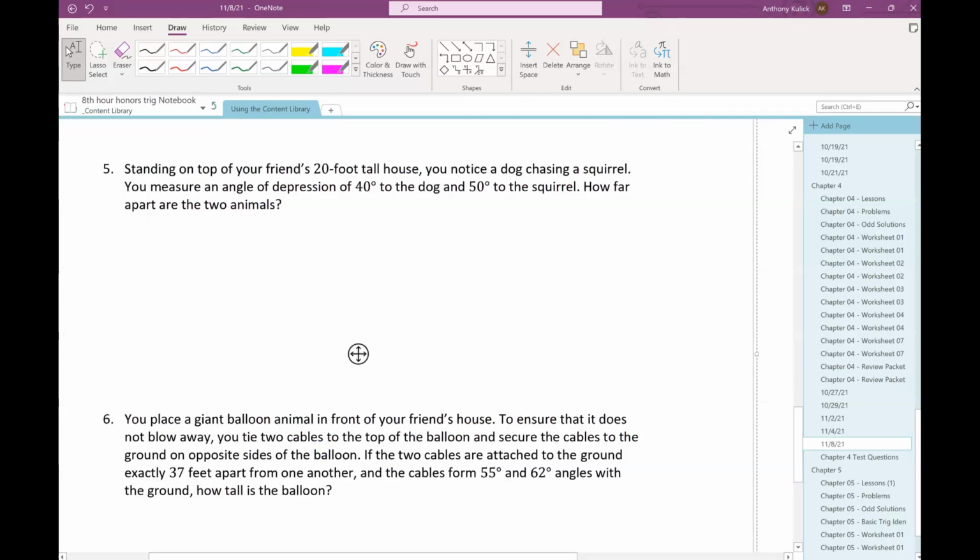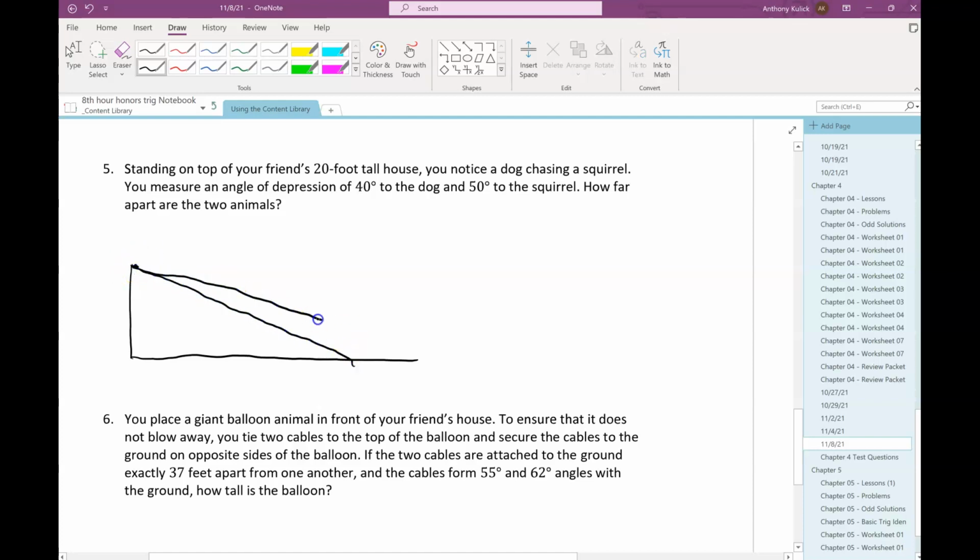So it says you're sitting on top of your friend's 10-foot tall house. You notice a dog chasing a squirrel. You measure the angle of depression, 40 degrees to the dog and 50 degrees to the squirrel. And then we want to know how far apart those two animals are, right?